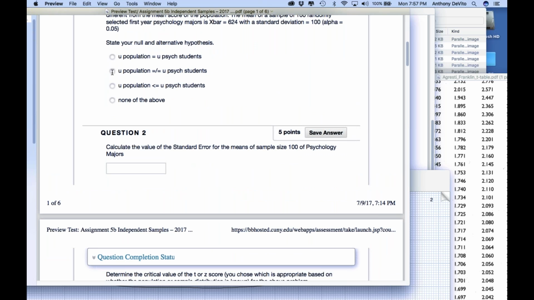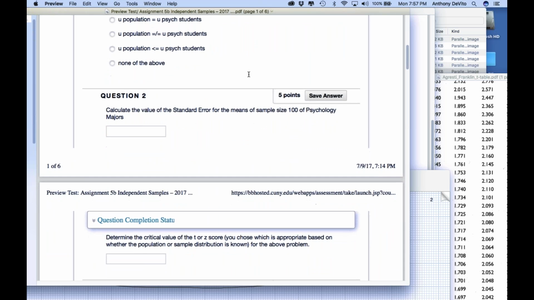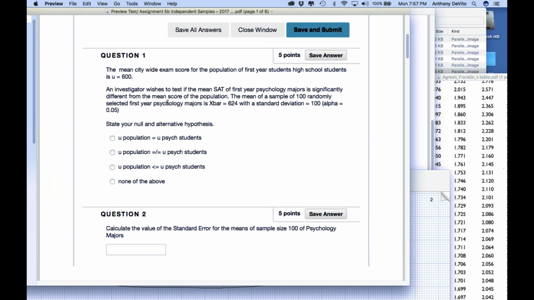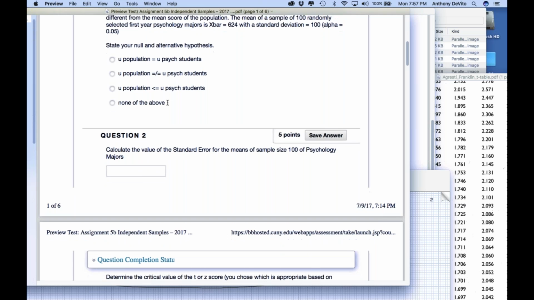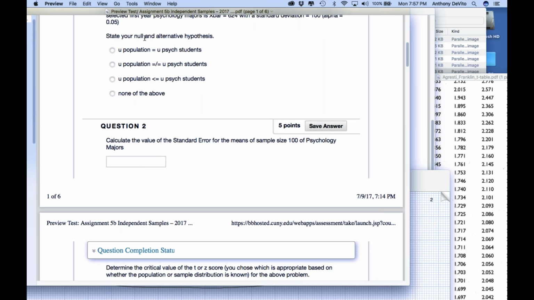Okay, so if you chose mu equals, if you chose the first one, it'll be fine. This is 5B, question 1. I'm going to change this to just say state your null hypothesis.